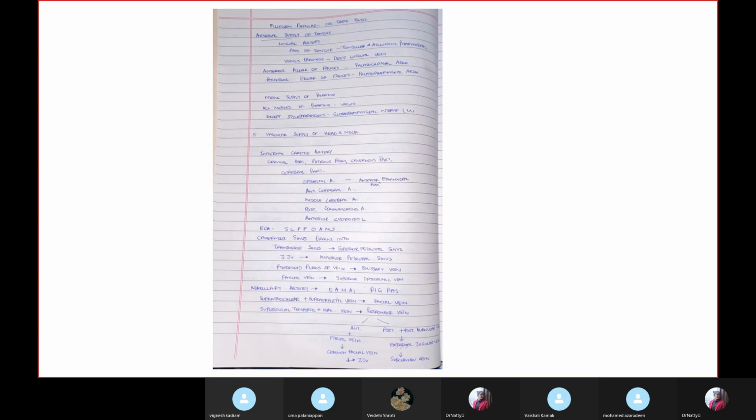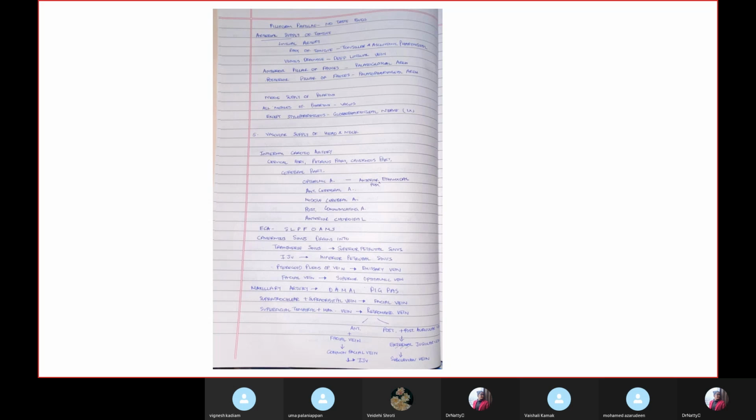So pterygoid plexus of vein, how it easily gets involved is whenever you have some infection, say in the loose areolar tissue in the scalp, there are many emissary veins which run, and so when any infection happens in the scalp, easily that infection reaches the emissary vein, and from there it reaches pterygoid plexus of vein, and from there it goes to cavernous sinus. So it is a retrograde pathway. So it can easily reach the cavernous sinus.